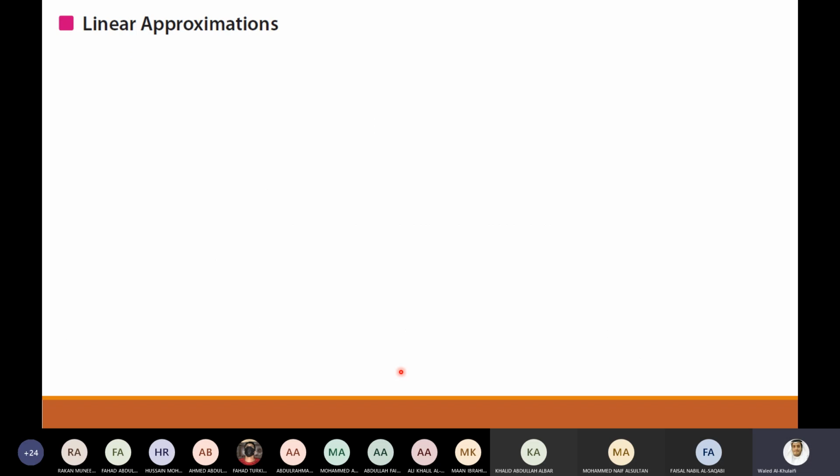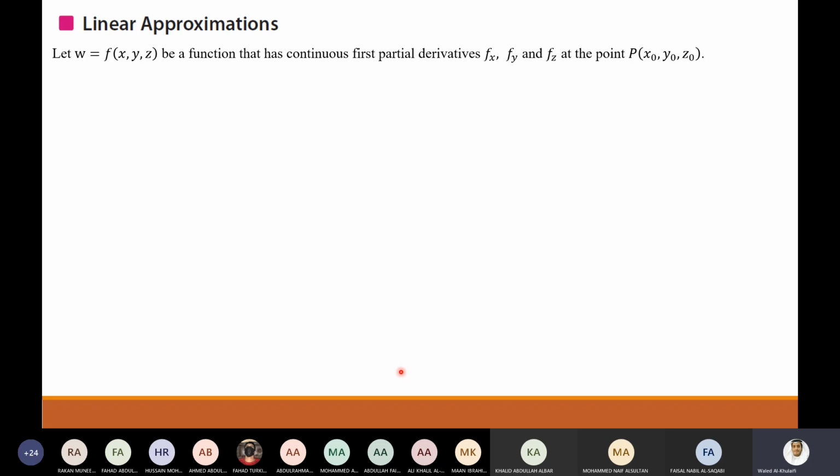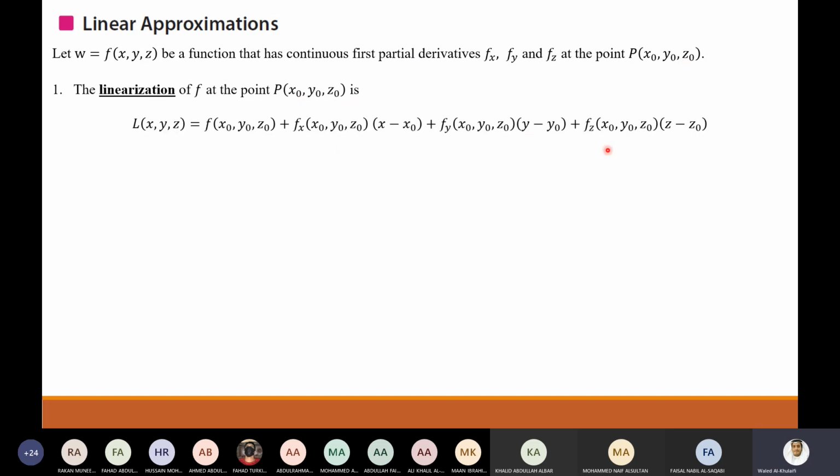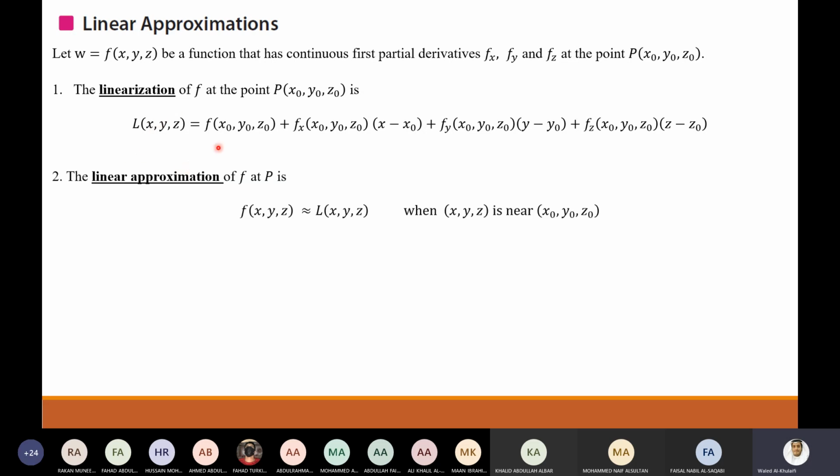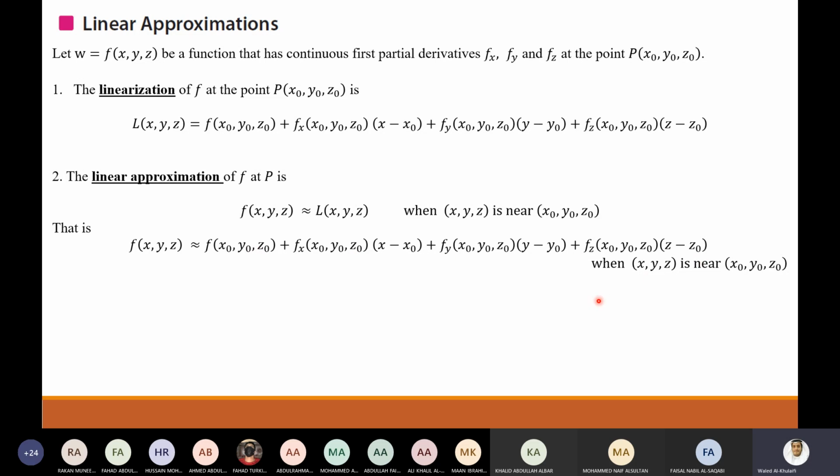We are still in the linear approximations, but we're going to generalize the idea into functions of 3 variables. So if you have a function f of x, y and z that has continuous partial derivatives with respect to x, y, and z at the point x0, y0, z0, then the linearization is given this way, and you notice that we're adding another term for z. So we have this equation, but we're not going to call it a plane, just leave it this way because we have three-dimensional space, and the linear approximation of f at p is this one. We can use it this way here.